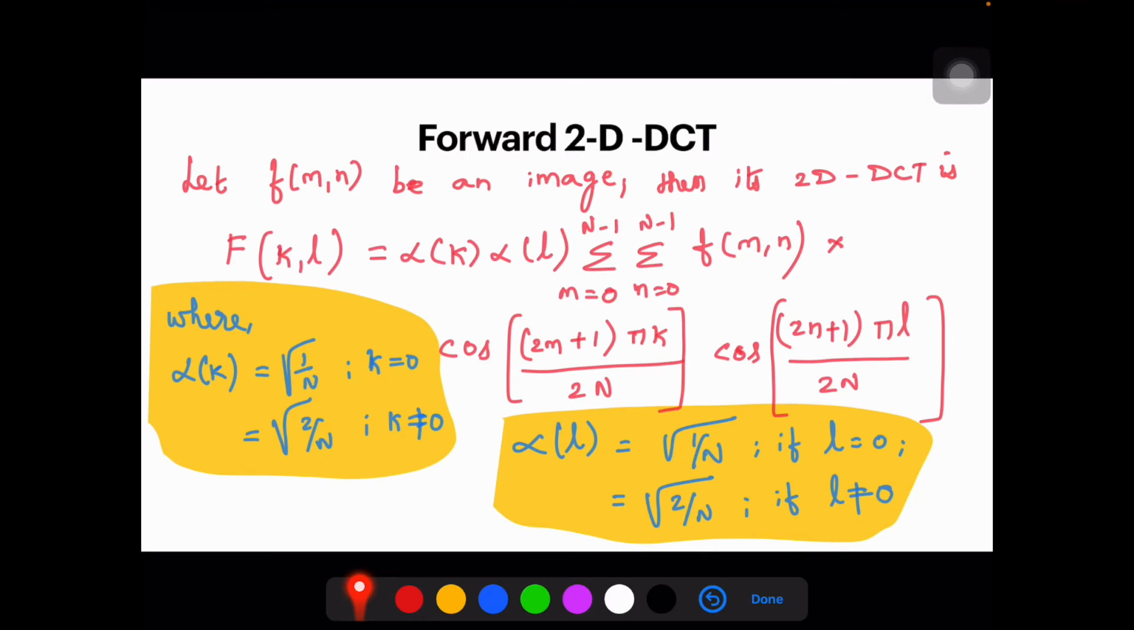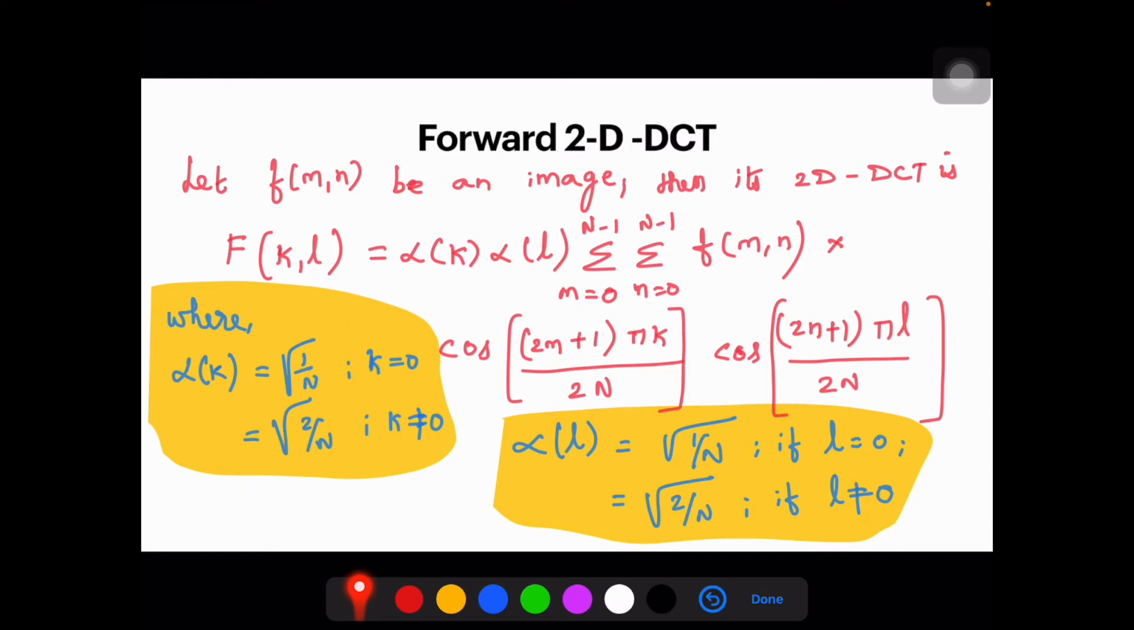Coming to the definition formula for the forward 2D DCT, let f(m,n) be an image. Then its two-dimensional DCT is given as F(k,l) equal to alpha(k) multiplied by alpha(l), being the coefficients, where alpha(k) is given as root of 1/N for the case k equal to 0, and similarly square root of 2/N for k not equal to 0. Similarly, the same definition holds for alpha(l) for the two cases l equal to 0 and l not equal to 0.